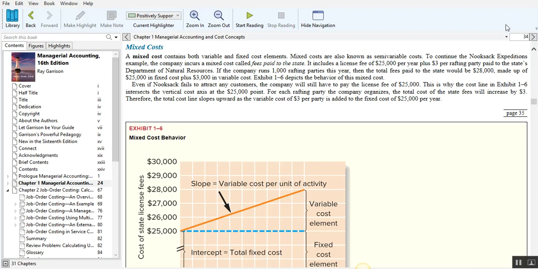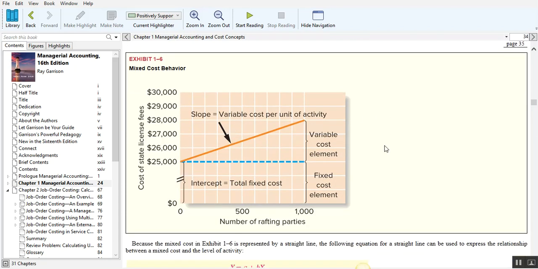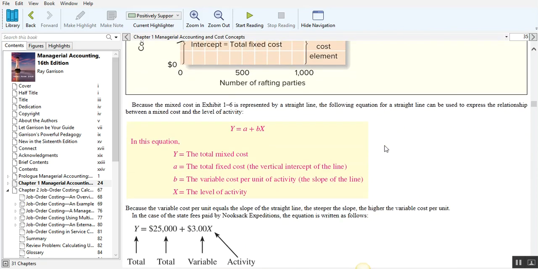So you have a $3 fee per rafting party. If you have more rafting parties, you're going to have a higher level. So you have the variable cost element here, and the fixed cost element here. You have the beginning or base, and then the variable that's added on top of that. And by the way, those costs are not uncommon. They do happen in different ways for different companies.